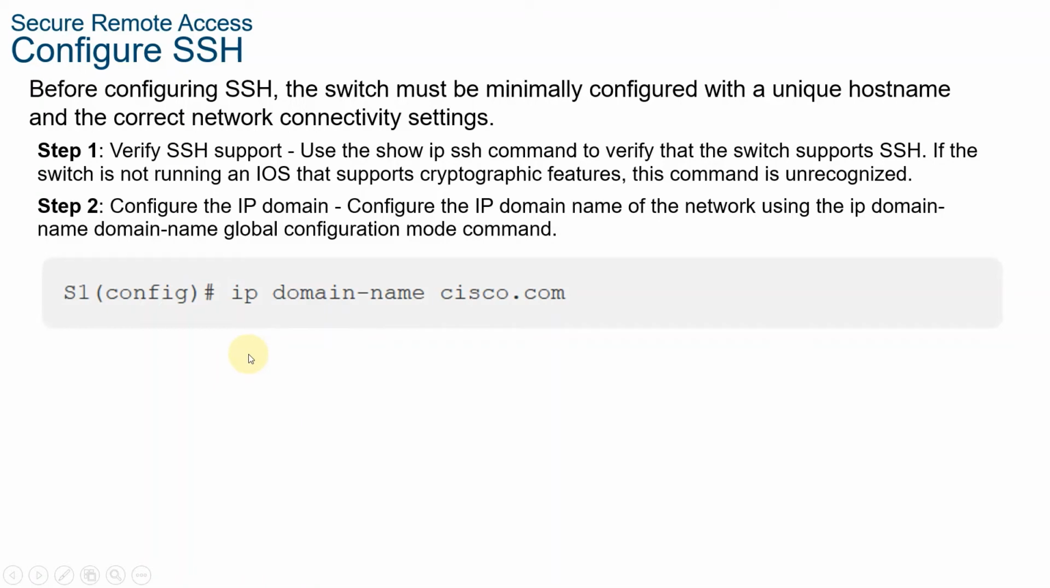Step 2 is to configure the IP domain. Configure the IP domain name of the network using the ip domain-name command in global configuration mode. In this figure, the domain name value is cisco.com.